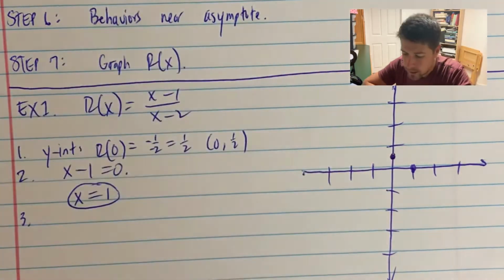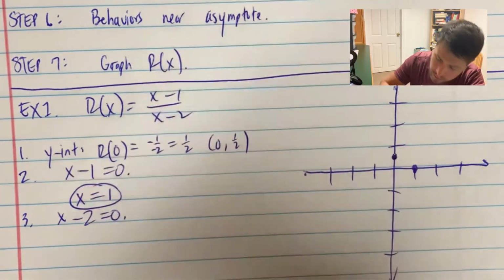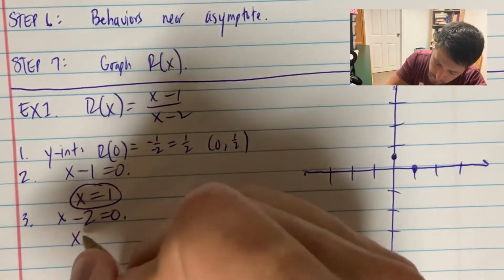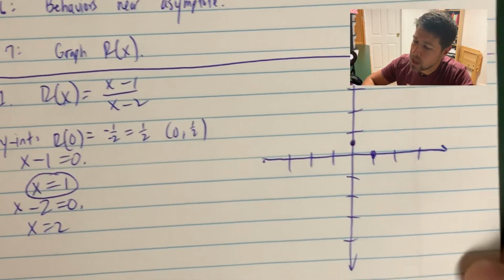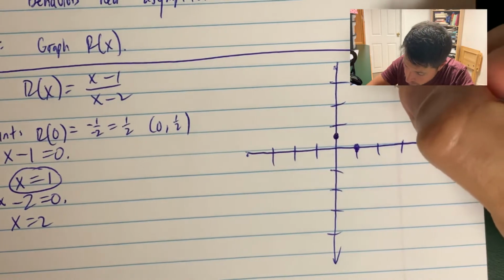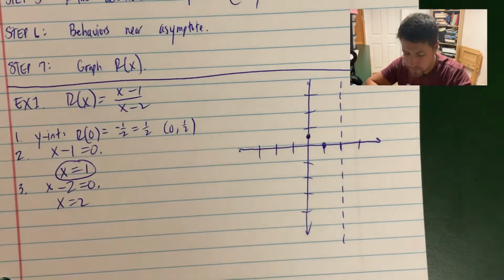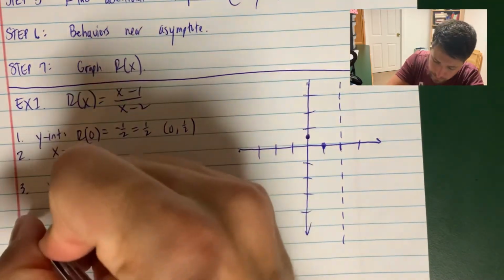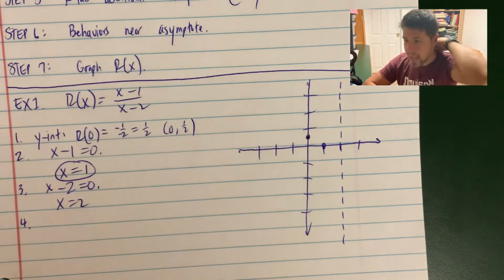Step 3, let's find the vertical asymptotes by setting the denominator x minus 2 equal to 0. In this case, I have a vertical asymptote at positive 2. We notate all of our asymptotes on rational functions with dotted lines. So I'm just going to put a vertical dotted line through positive 2, which is going to look something like this.